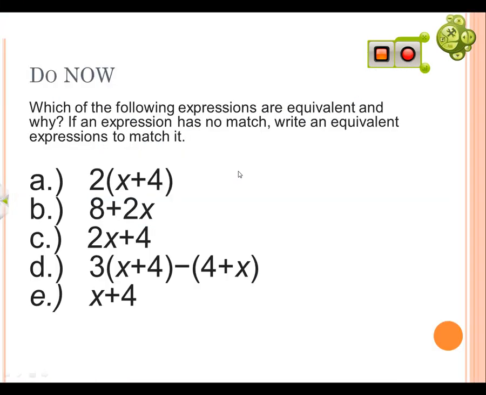Excuse me. So this is what we're going to be doing now. I want you to, which of the following expressions are equivalent and why? How about you do BCD? Do BCD, please. BCD. Yeah, why wouldn't you?